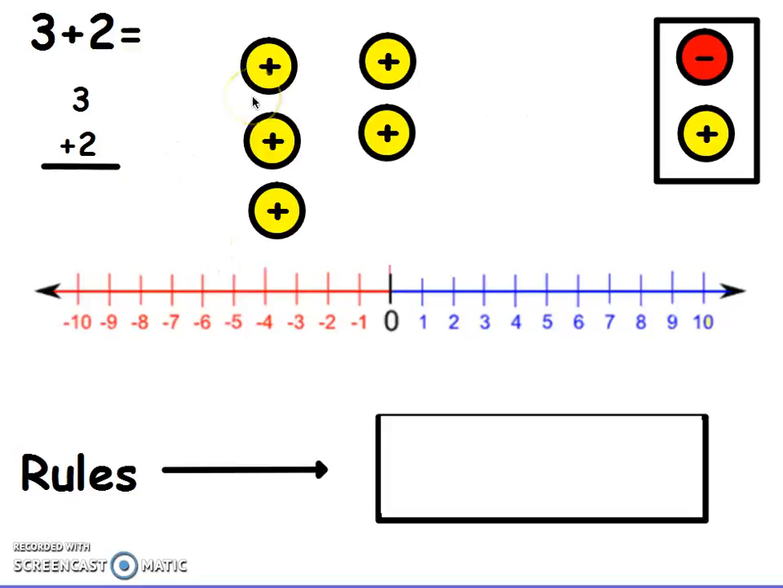So now that we've finished all these examples, we're ready to look and come up with some rules. Because like I said, the chips and the number line are there to help us think conceptually about this, but eventually we want to be able to do this without drawing pictures.